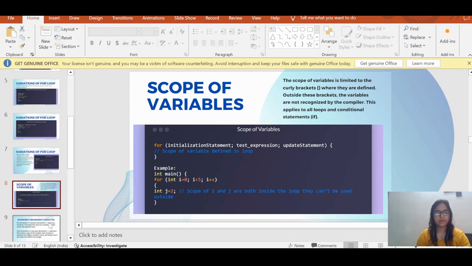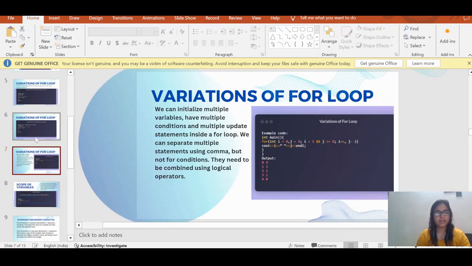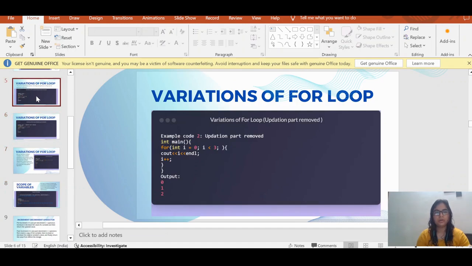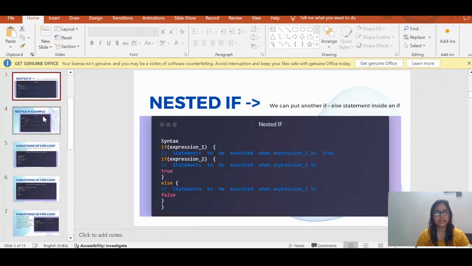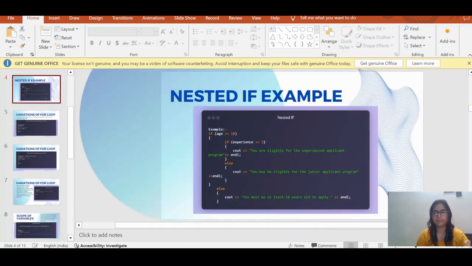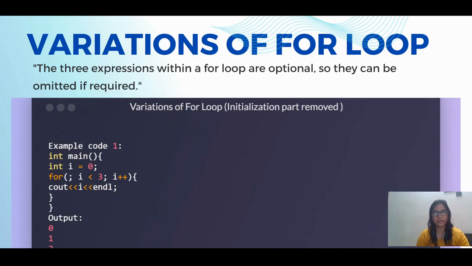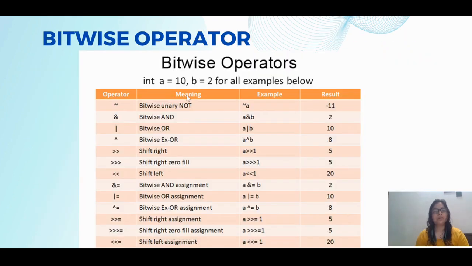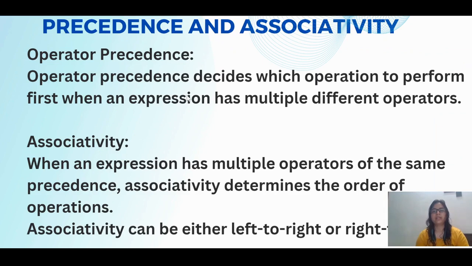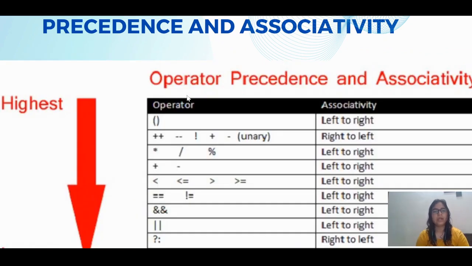Okay, so we have studied the variations of for loop. We have seen what is nested if, and a nested if example also. So this is all about today's video. We are going to check more about the increment and decrement operators in a later video, and we will also see what is bitwise operator, and what are precedence and associativity. Okay, so that is all about today's video.